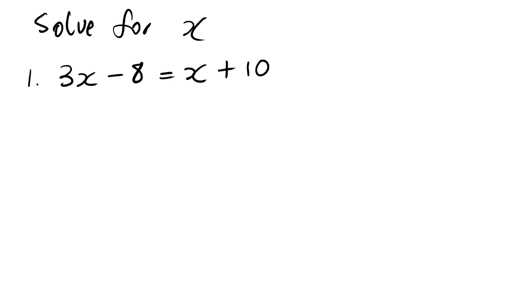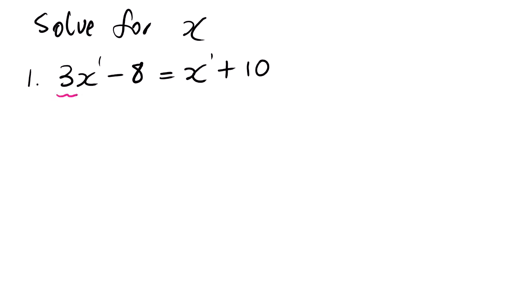Our first equation is 3x minus 8 equals x plus 10. We are solving for x. As we can see, the highest power of x is 1. This means that we are only going to have one solution for this equation. So what we need to do is take all the terms with the x variable to one side and then the terms without the variable to the other side.